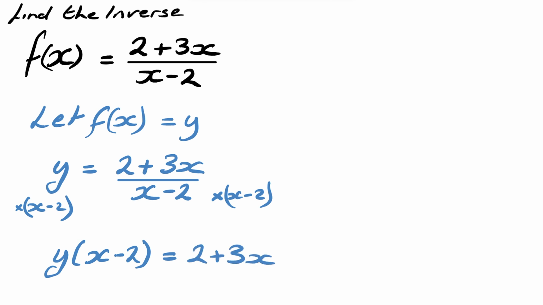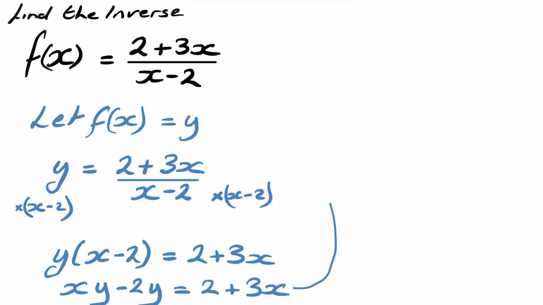And then multiply out this bracket. There's an invisible multiplication sign in between the letter y and the bracket. It's telling us to multiply everything in this bracket by y. The first one, y multiplied by x gives us xy. And then y multiplied by negative 2, we have negative 2y. And that equals 2 plus 3x still. Then we take this up here.